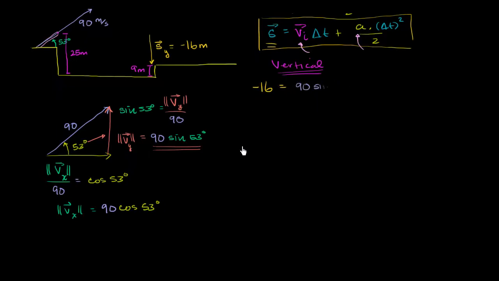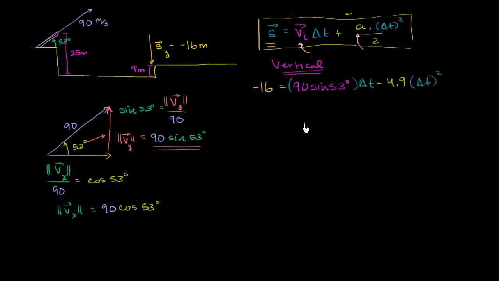Actually, let me do it in that same color. The first time we do a new type of problem, it's good to know what's going on. So 90 times the sine of 53 degrees times our change in time is equal to the acceleration due to gravity for an object in free fall, which is negative 9.8 meters per second squared. But we're dividing that by 2. So we're going to have negative 4.9 meters per second squared times delta t squared, our change in time squared.